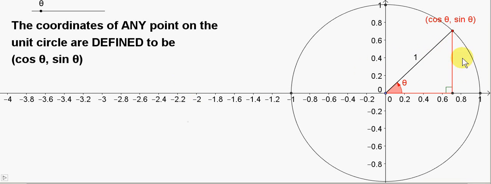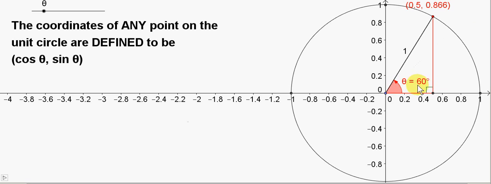We saw in the last video that the coordinates of a point on the first quadrant of the unit circle are given by cos theta, sine theta. Theta is measured anti-clockwise from the positive x-axis. We just looked at the x and y values of this point using basic trigonometry of a right angled triangle. So for example, if theta is 60 degrees, then the coordinates of this point are cos theta, sine theta. So the cos of 60 is 0.5, the sine of 60 is 0.866.